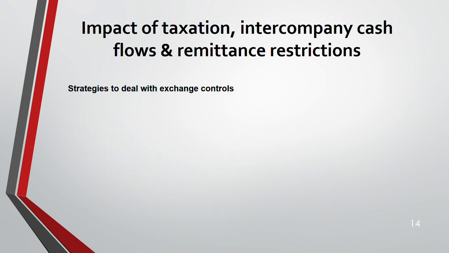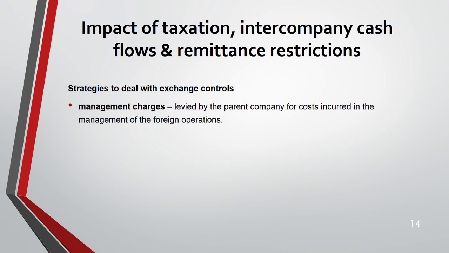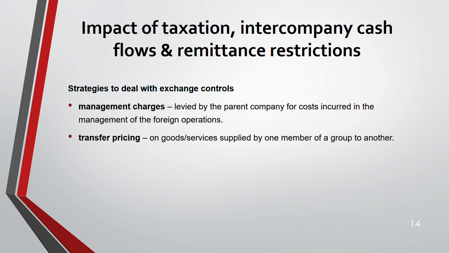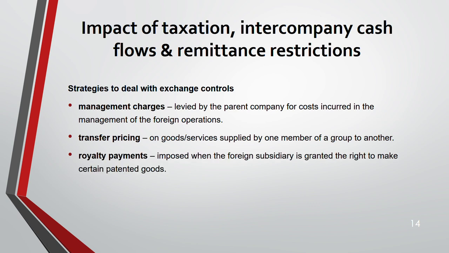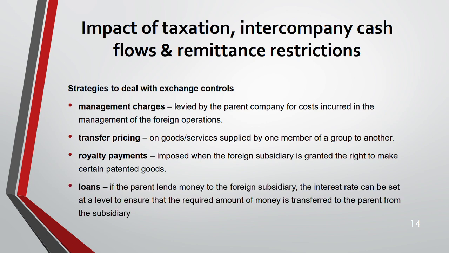But there are ways to deal with it, and you should know this as well, because this also has been asked as a discussion question in the exam, right? Strategies to deal with exchange controls. Management charges. The parent company might have management charges for the subsidiary company for the cost that has been incurred in the foreign operation. Another way is transfer pricing. They can adjust the transfer pricing. Royalty payment, which can be imposed on the foreign subsidiary by the parent company. Loans. The parent company might give a loan to the foreign subsidiary, or the foreign subsidiary might give a loan to the parent company.